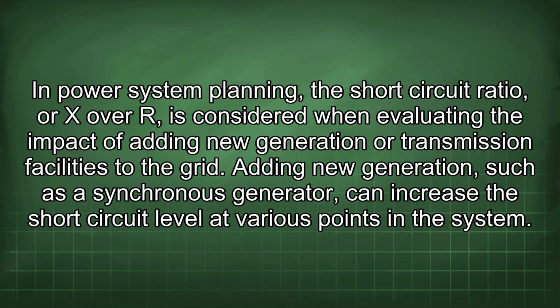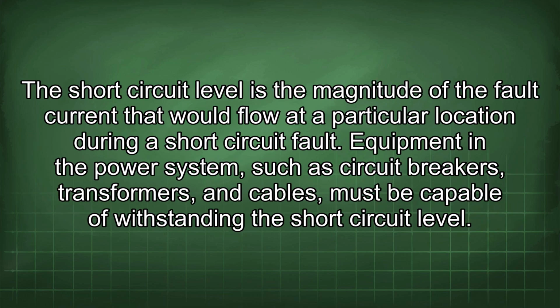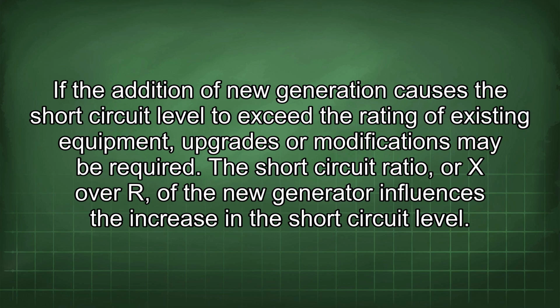In power system planning, the short circuit ratio, or X over R, is considered when evaluating the impact of adding new generation or transmission facilities to the grid. Adding new generation, such as a synchronous generator, can increase the short circuit level at various points in the system. The short circuit level is the magnitude of the fault current that would flow to a particular location during a short circuit fault. Equipment in the power system, such as circuit breakers, transformers, and cables, must be capable of withstanding the short circuit level. If the addition of new generation causes the short circuit level to exceed the rating of existing equipment, upgrades or modifications may be required.